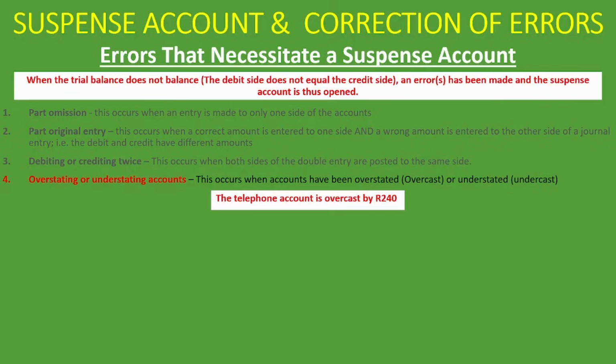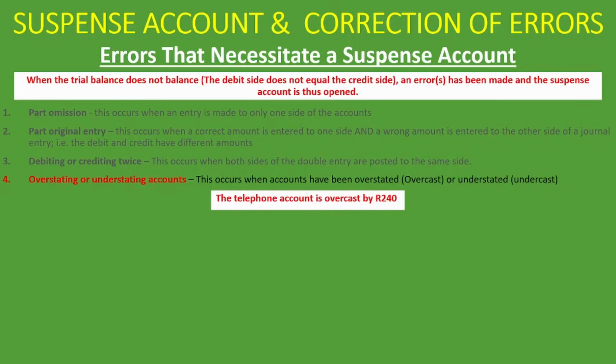So overstating or understating accounts, this is for one particular account. Okay, they might give you 5 different accounts, but they're not related in the same transaction. All right, because if I've overstated one transaction where my debit is overstated and my credit is overstated with the exact same amount, that does not affect the balancing of the trial balance. My trial balance will still balance. But here we're talking about the overstatement or understatement of one account. And in this case, as in this example, the telephone account is overcast by 240.